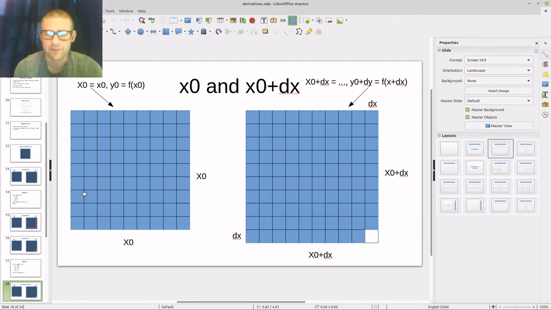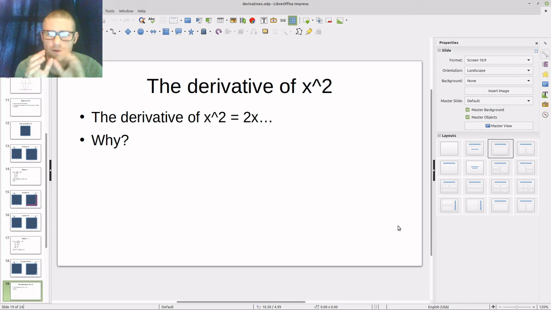So now we have our original point, and then we have our point plus some tiny, tiny, tiny value dx. And you'll notice it's on both sides here. We have dx, and again, we have this box vacant, and I'll explain that in a second. So just to tell you, the derivative of x squared is 2x. And we're going to look at these boxes to figure out how that is.